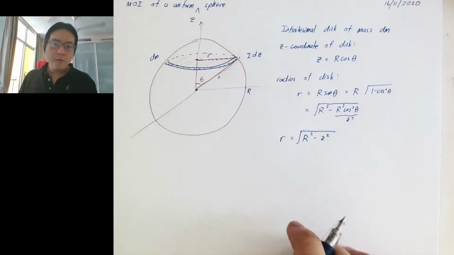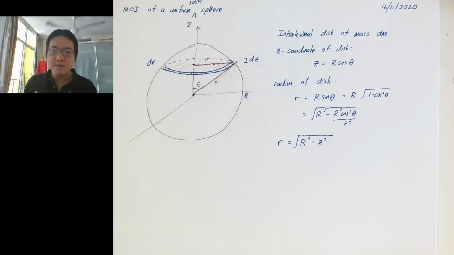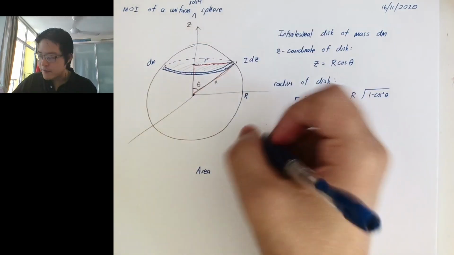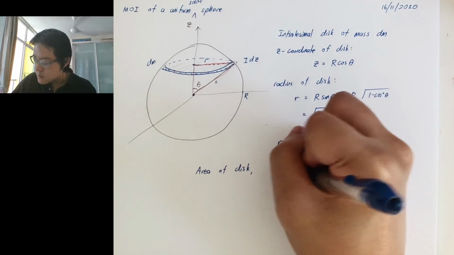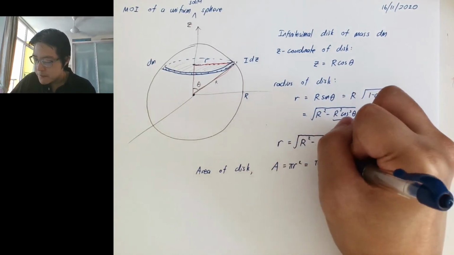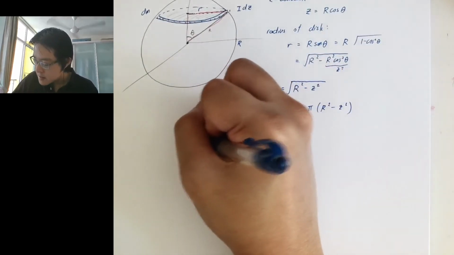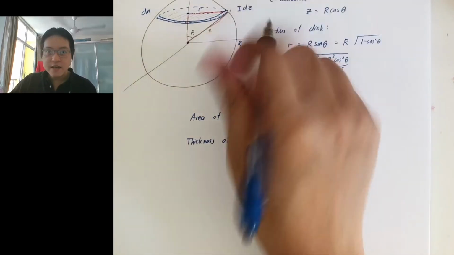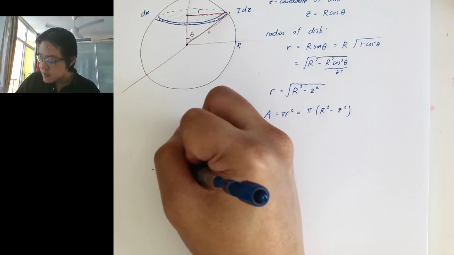Before I continue getting the moment of inertia, let us go through some concepts and make sure everything is correct. For example, what is the area of the disk? I'm going to use this to derive the volume of the sphere. The area of the disk is pi r squared, so what we got is pi times (R squared minus z squared). That one is no problem. What is the thickness of the disk? The thickness is just dz, nothing much there. Therefore from here I can get the volume of the disk.